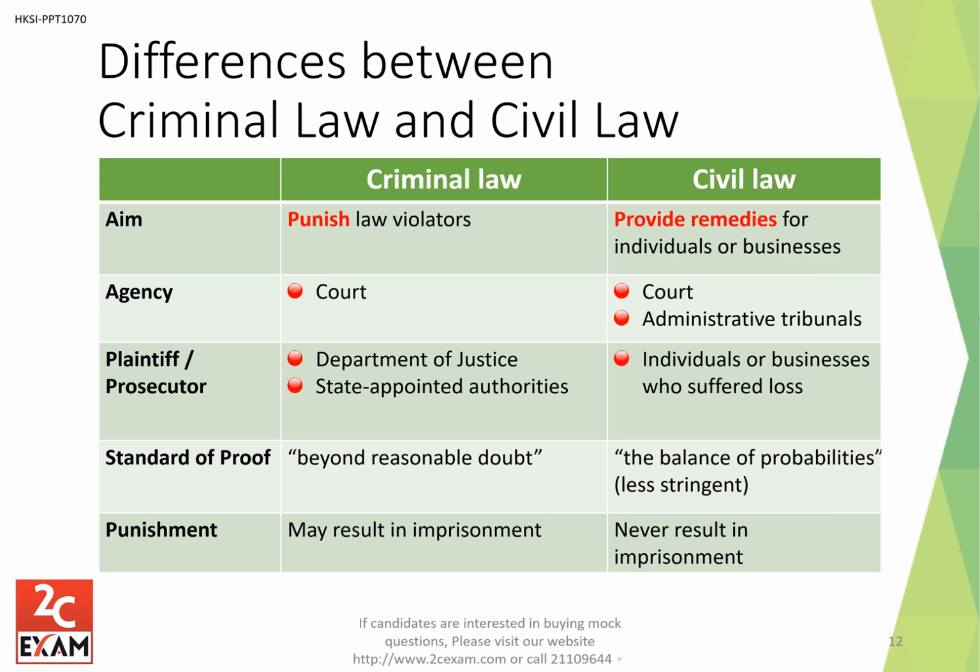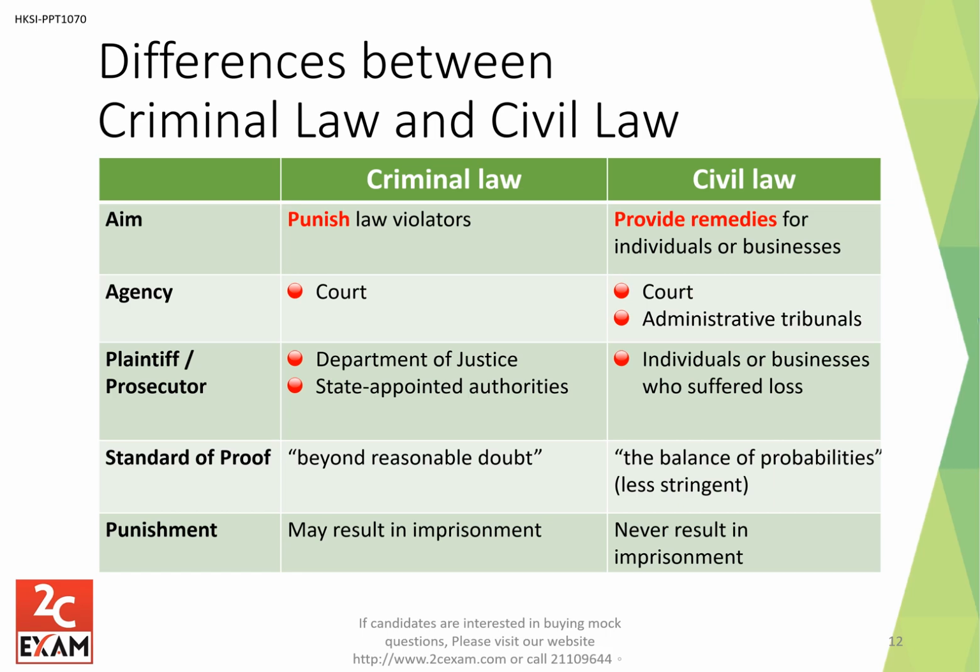In criminal law, the plaintiff is the Department of Justice or state-appointed authorities. In civil law, it refers to individuals or businesses who suffered loss. Regarding the burden of proof, in criminal law, the standard is very high and requires excluding all possibilities, beyond reasonable doubt, and having sufficient evidence to prove that you have committed the crime.